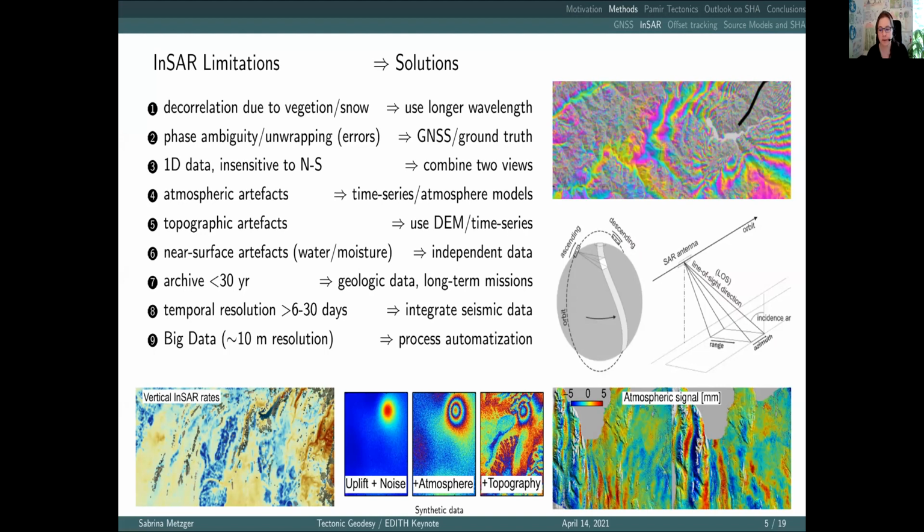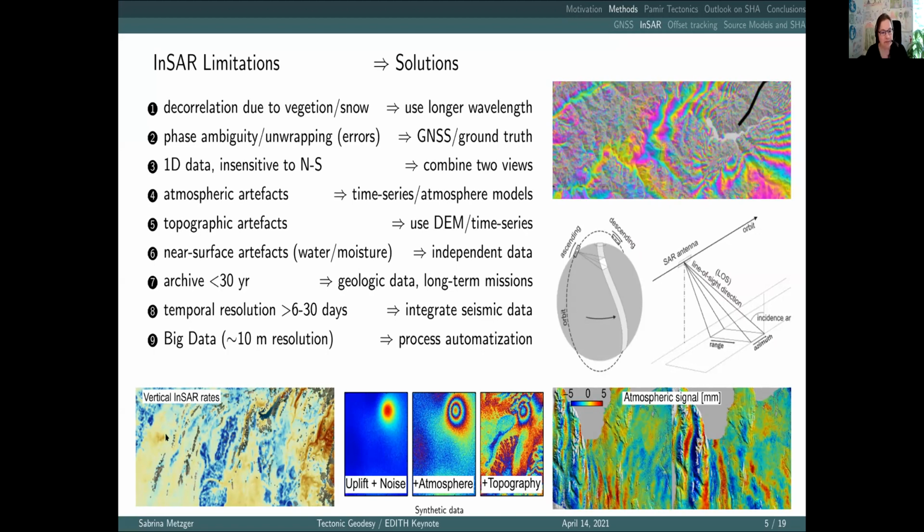Then we also have a lot of artifacts in our data, and that's particularly important when you look at these small scale rates in the interseismic part of the seismic cycle. And two of them are atmospheric signals. I show them here as cloud fronts, which sit along mountain ranges, or also the topography that also causes fringes. So we need very accurate and up-to-date digital elevation models, and also water vapor and air pressure models to predict these atmospheric contributions and mitigate them.